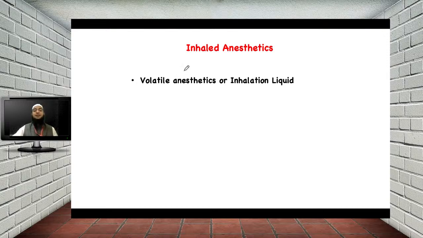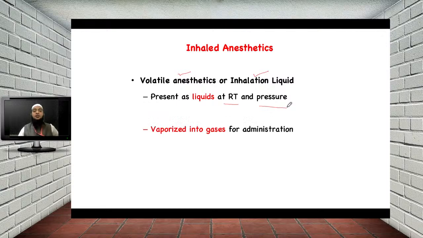So either it is present in a gaseous form, or the drug is highly volatile in nature, or it may be an inhalation liquid. If it is present as a liquid at room temperature and normal pressure, then in such cases you need to use the vaporizer. You can vaporize this liquid anesthetic agent because at room temperature and pressure they are present in liquid form. But you cannot give the liquid through the nostrils, right? You have to convert this liquid into vapor. So you can use the vaporizer and vaporize it into gases for administration.